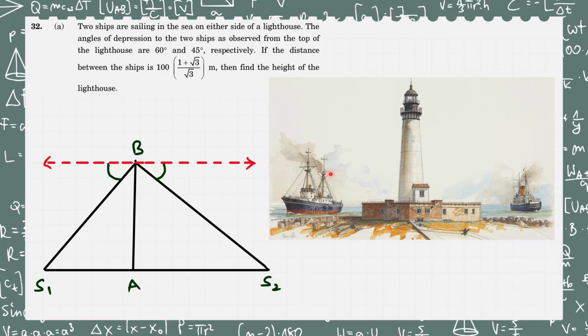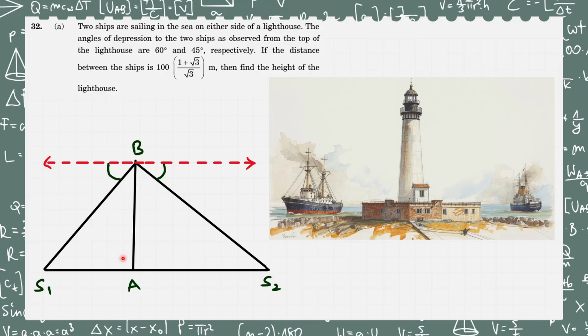So basically here this ship is close to the lighthouse, whereas this ship is farther from the lighthouse. Did you observe that? Because of that, the ship which is closer to the lighthouse will have more angle of depression than the ship which is farther. Okay, so considering all of these, we have to attend this sum.